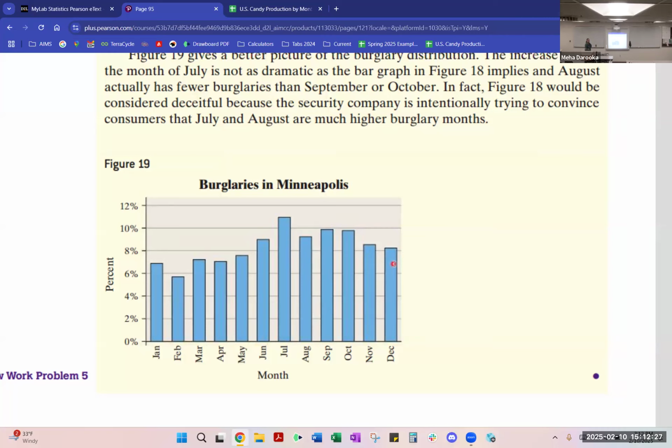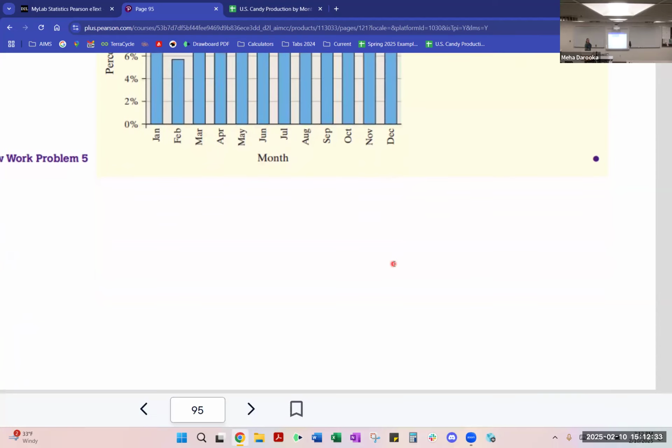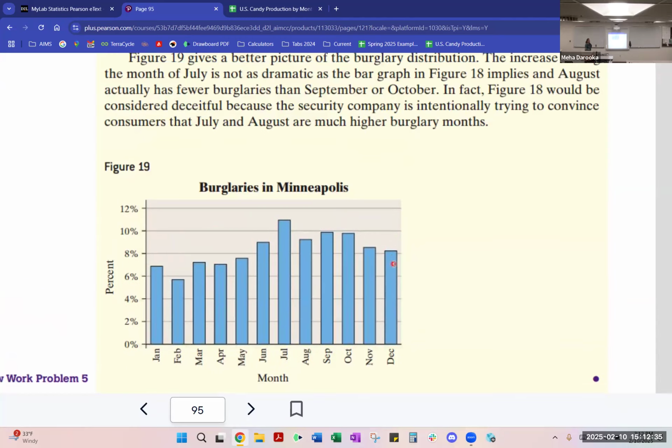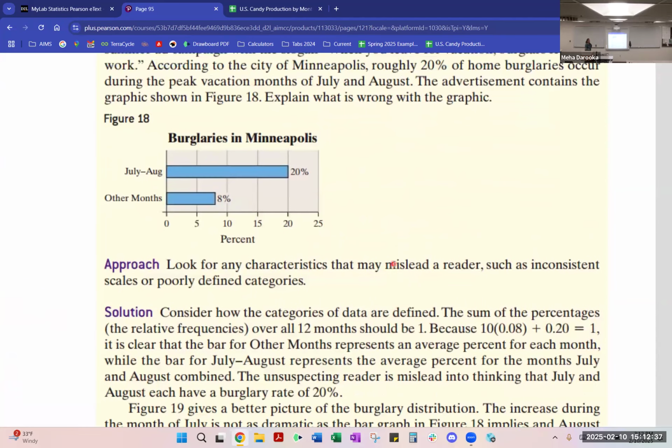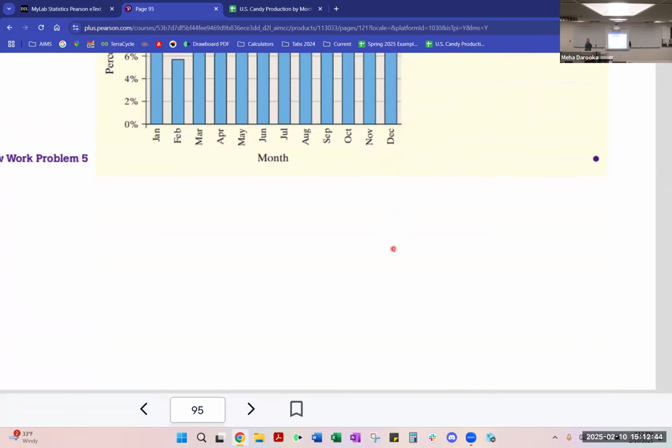And now with porch pirates, we know how around the holiday times those burglaries go up, right? Because people are like, oh, Christmas gifts, I'm gonna go steal stuff from people's porches while they're not here to grab their package. So you can kind of see how that graph can be misleading by combining those months together and making it look like, oh my God, July and August are the worst.